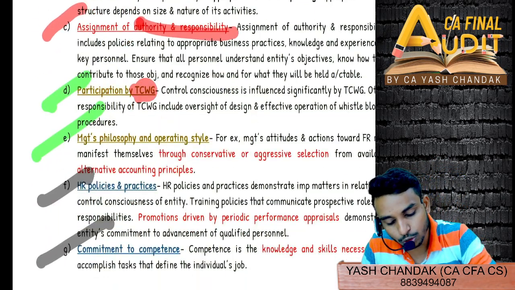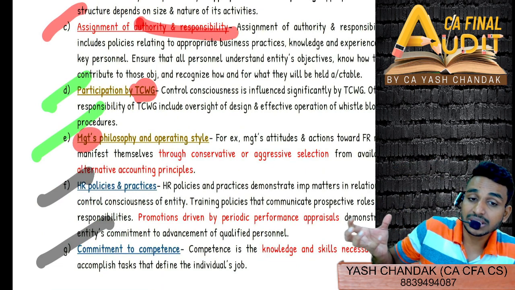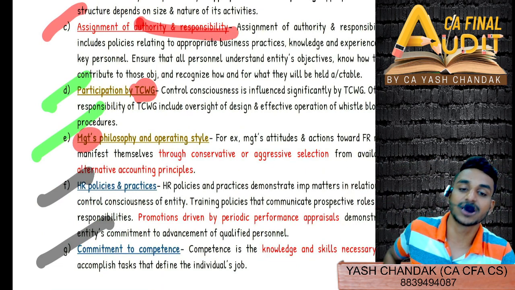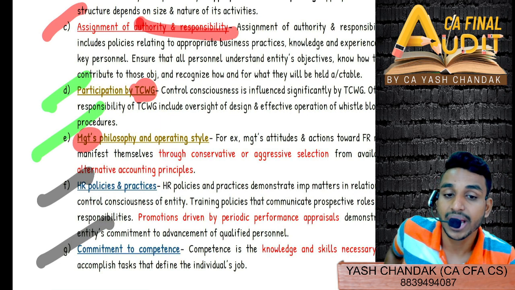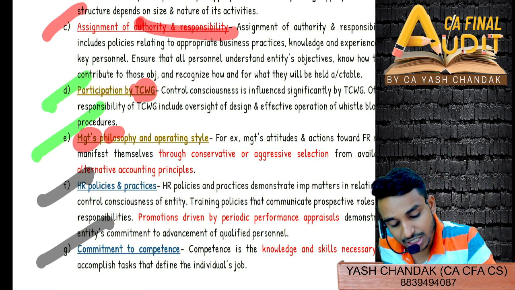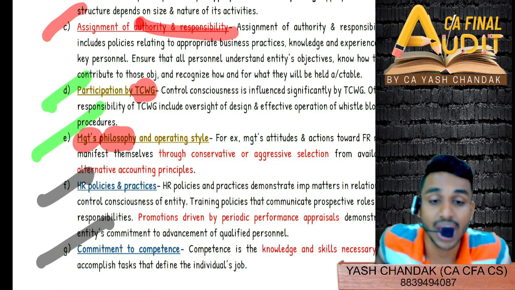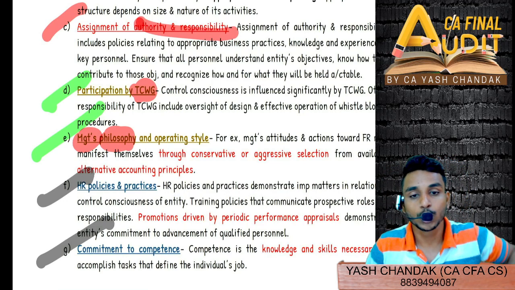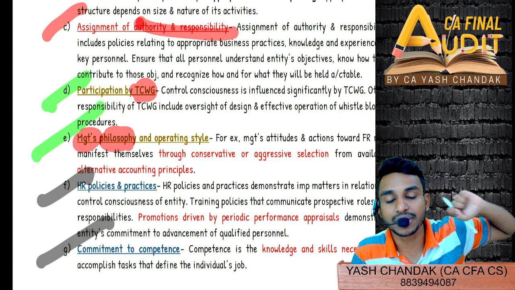Then the other 2 points relate to TCWG and management. That is, how much are the TCWG participating in the internal control system, how much they are conforming to and adhering to the controls, participation by TCWG. And what is management's philosophy, what is management's operating style. So these 2 points are with respect to management and TCWG.